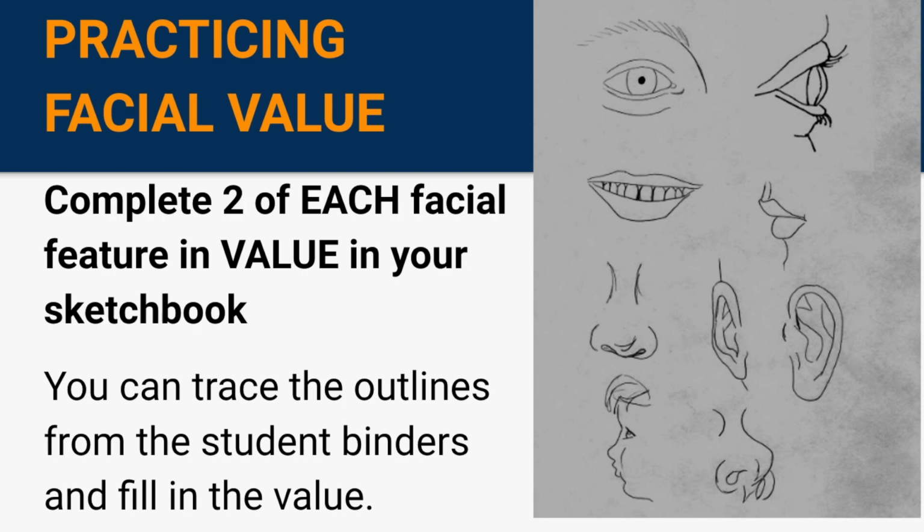One of the other things that we're going to be doing in this unit is we're going to be practicing facial value. So you're going to take a worksheet like this one that's on the right-hand side. You're going to trace the facial features into your sketchbook. And then you're going to utilize different color schemes. You're going to experiment with different color schemes and different media in order to figure out what you want to use for your final portrait drawing.